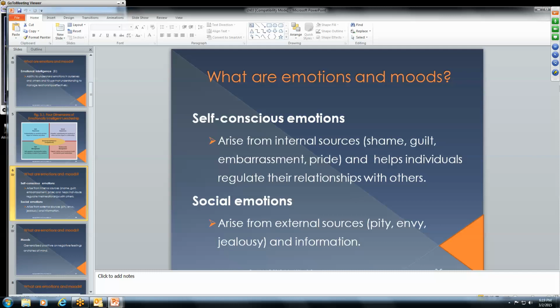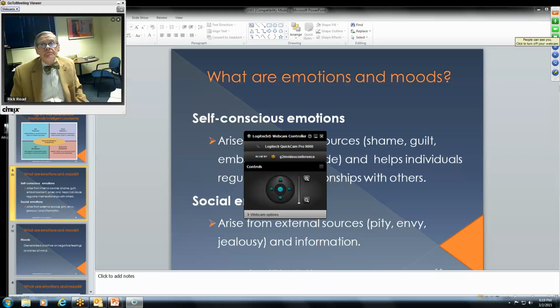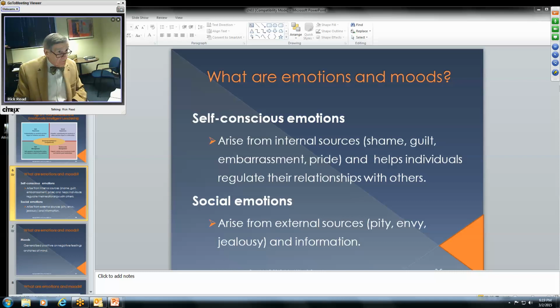Now, 2 types of emotions, self-conscious emotions and social emotions. Now, let's deal with social emotions first. Those are emotions that come from without us. Notice, from an external source. Something else or someone else caused us to have this type of emotion or to react emotionally. Maybe that's a better way to put that. And look at what they're talking about. Pity, envy, jealousy, things of that nature.